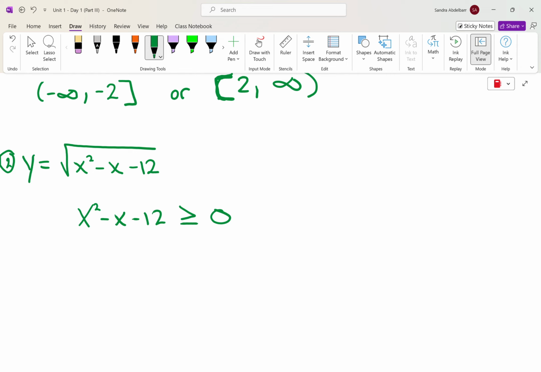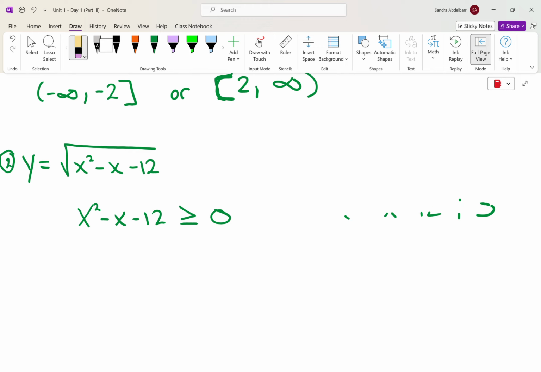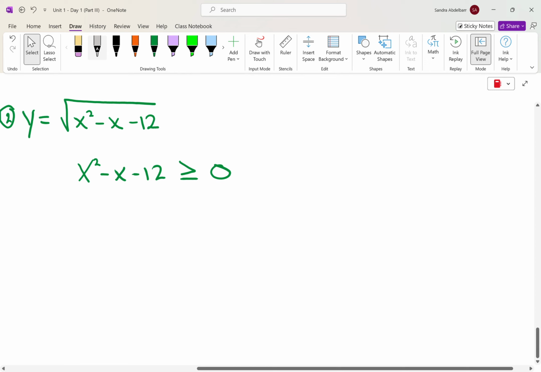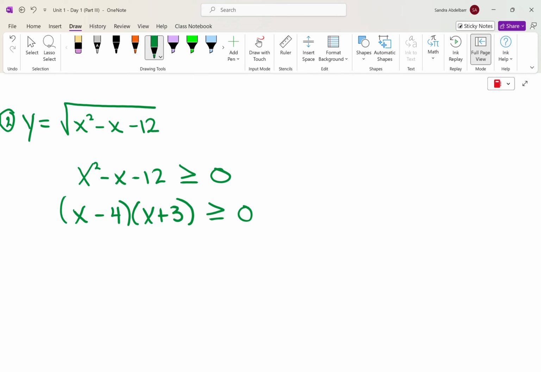Not only do we have to factor. If I just had this, I wouldn't have to test the regions. But this first one, I would. Because it's an inequality. Anytime you have to factor with an inequality, you have to test the regions. So we're going to factor this. We get x minus 4, x plus 3 is greater than or equal to 0.